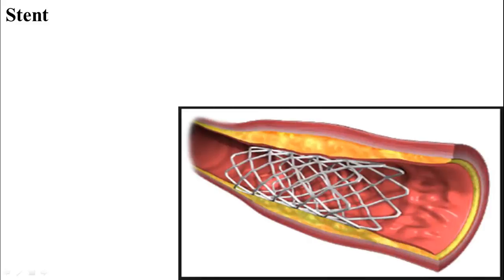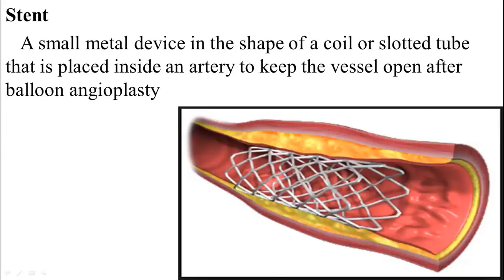This is a stent. So what is a stent? A stent is a medical device, a metal device in the shape of a coil or slotted tube, inserted inside the blood vessel to keep the blood vessel open. So it is a small metal device in the shape of a coil or slotted tube that is inserted inside the artery to keep the vessel open after balloon angioplasty.